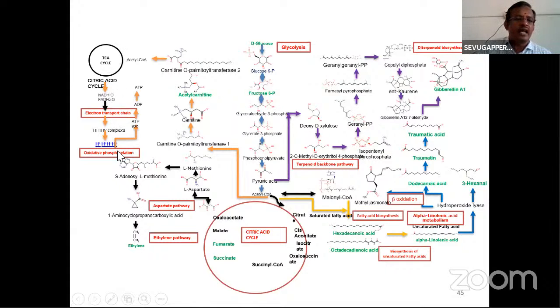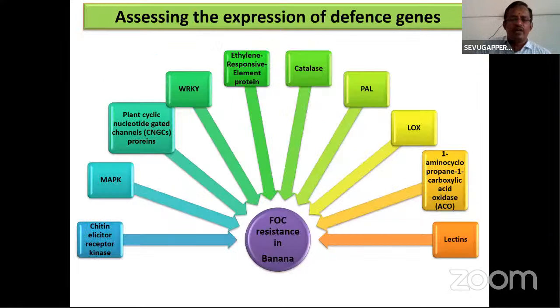During the tritrophic interaction, if they are producing these molecules, they are involved in different pathways: the TCA cycle, electron transport chain, oxidative phosphorylation, citric acid cycle, ethylene pathway, aspartate pathway, terpenoid backbone pathway, glycolysis, beta oxidation, and fatty acid biosynthesis. These various pathways are associated with the defense mechanism to trigger the immune response of the plant and thereby suppress the establishment of the plant pathogen on the leaf surface. So the tritrophic interaction by the bacterial endophyte on the phylloplane produces these biomolecules in different pathways and results in the suppression.